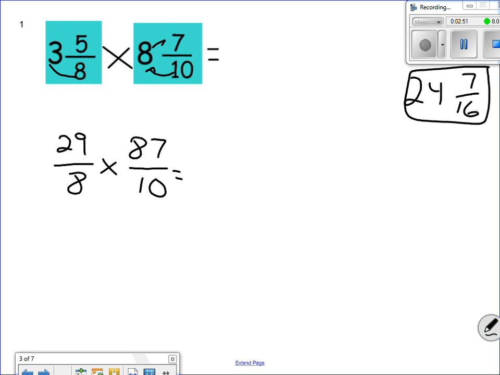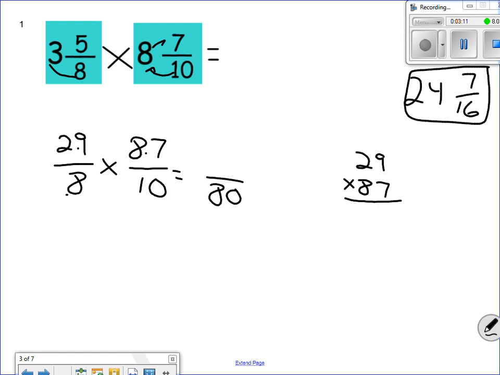Can we cross reduce? Can we cross reduce the 8 and the 87? We can't. 29 and 10, we can't. So that leads us to this problem. We have an 80 as my denominator. Then we have to multiply 29 times 87. You're going to need a lot of scratch paper tomorrow in class.